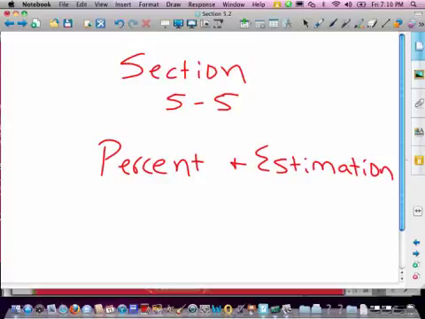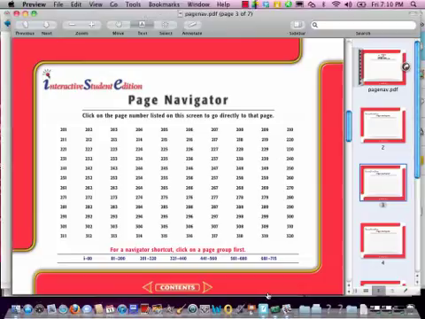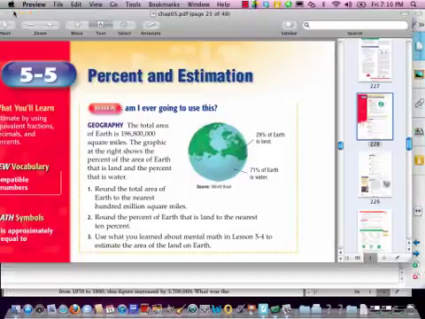All right, welcome back. We are on section 5.5. This is percent and estimation. And we don't need that page. Let's go to this one.